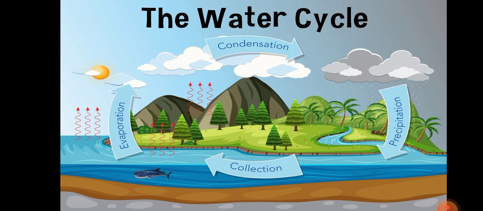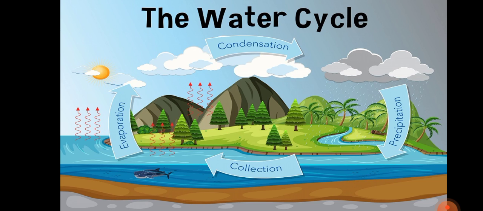And students, after the precipitation occurs, that means after we have rainfall or snowfall, that water again gets collected in the rivers, in the seas, in the oceans, in the lakes. All that water which falls down from the sky, from the clouds, is again collected in the rivers, lakes, oceans, seas. So students, again this involves the collection.